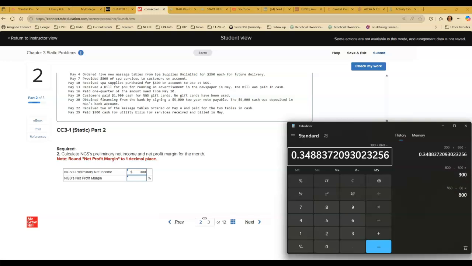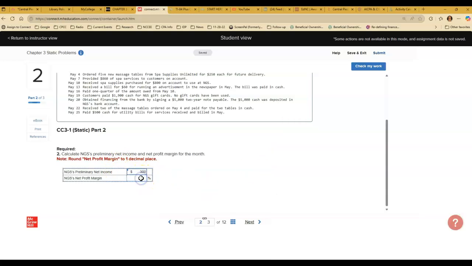Now, how do we need to key that in? Good. Multiply by 100, or just all we're doing when we're multiplying by 100, if that throws you off, just know we're just moving the decimal 2 places. So we would get 34.88372, right? Okay. What do we need to put in over here? 34.9. Good.